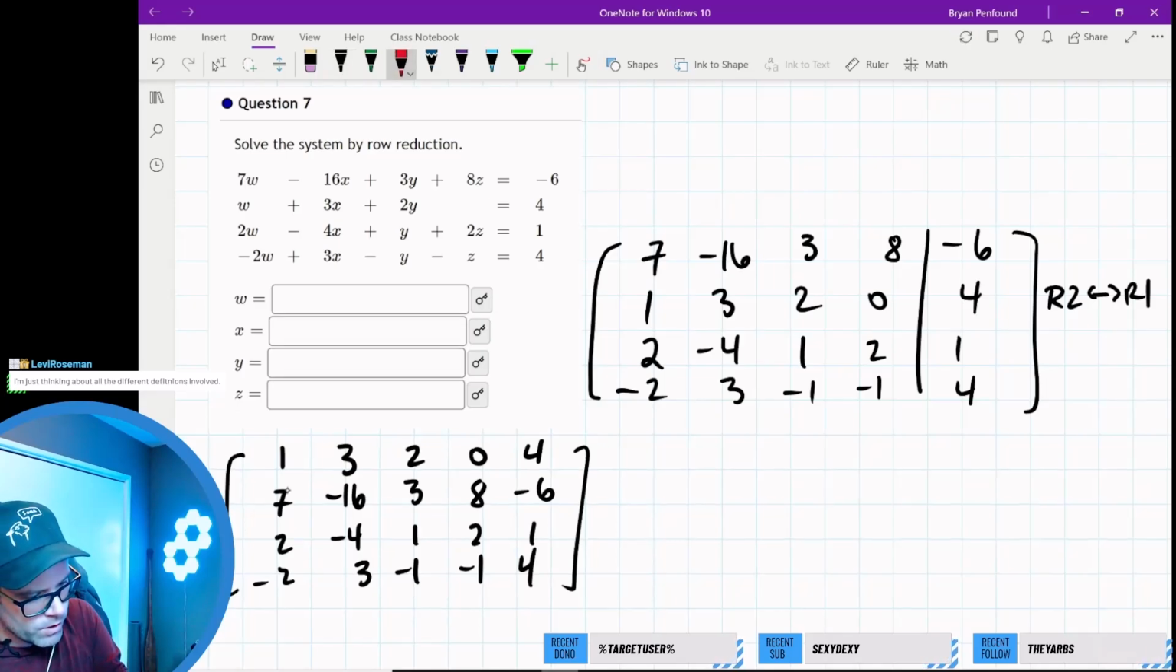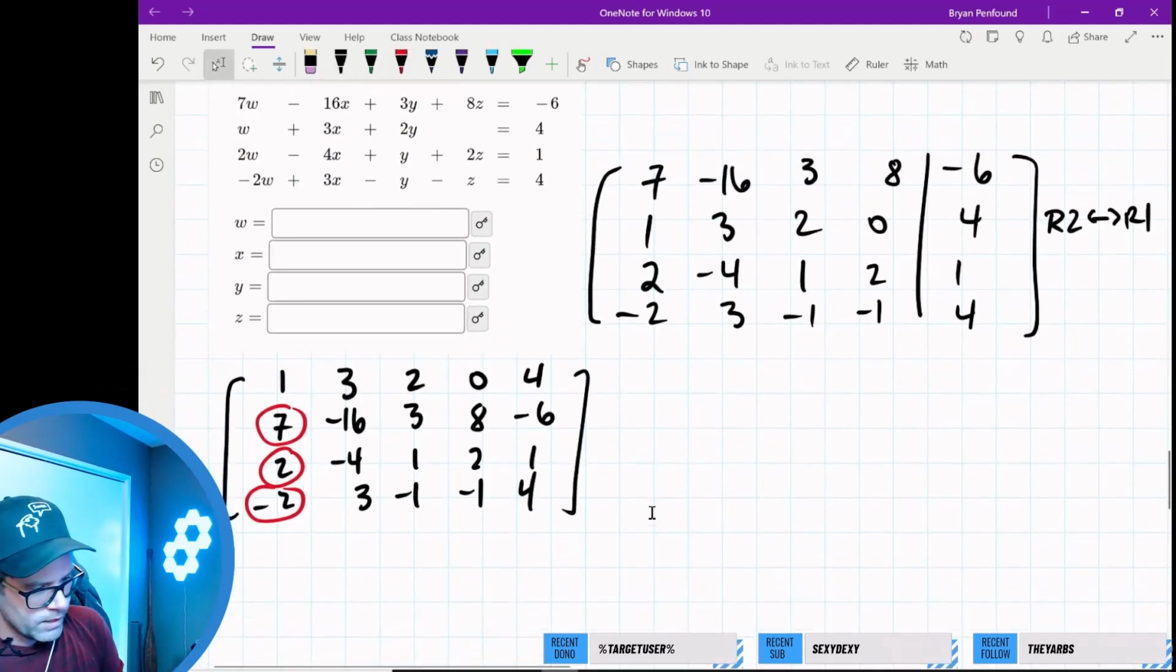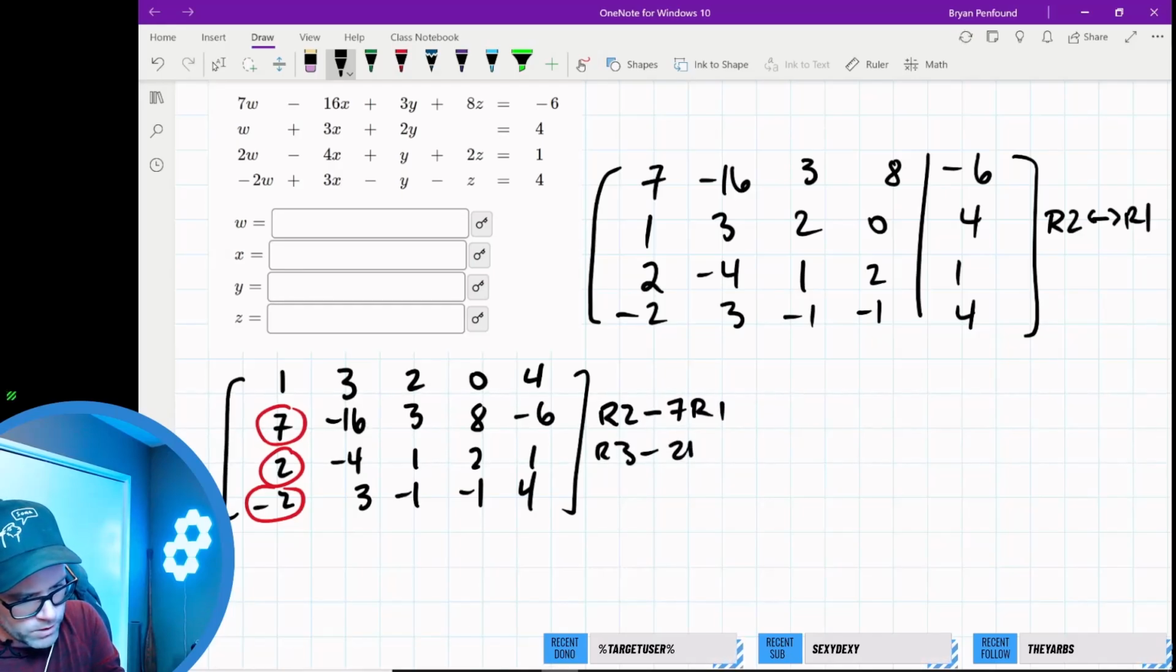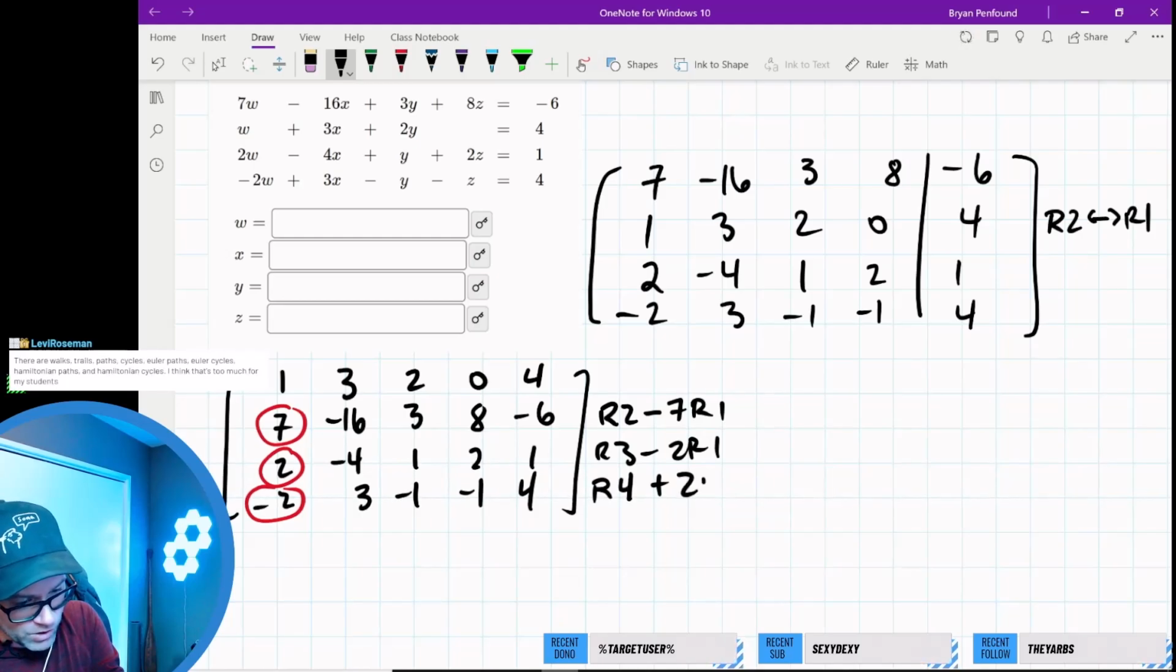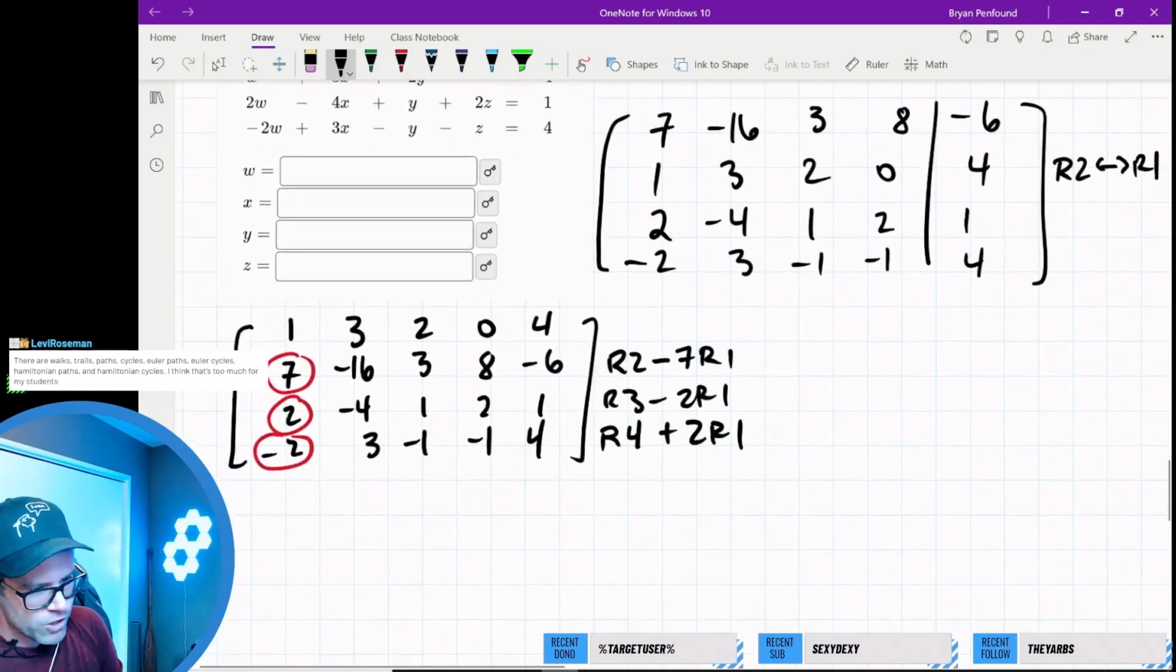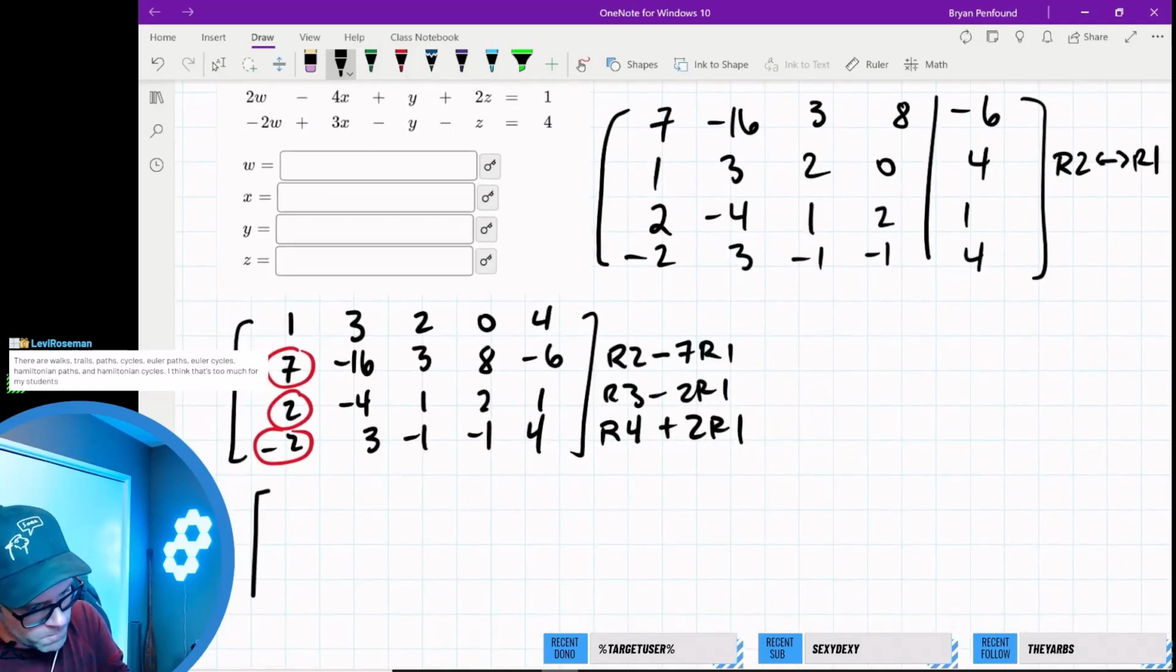All right, so you know what's up. We got to get these 3 entries to be 0. And I guess we can take row 2 minus 7 row 1s. We can do row 3 minus 2 row 1s. And we can do row 4 plus 2 row 1s. That should hopefully do the trick.